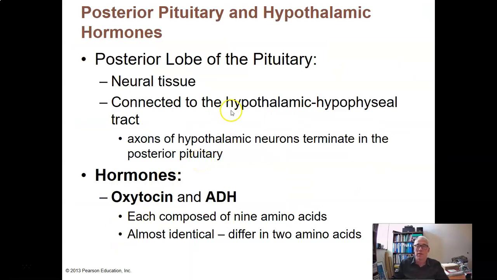The posterior pituitary gland, on the other hand, is connected to the hypothalamus just by axons of neurons. The posterior pituitary gland isn't really a gland. It's just a collection of neuron axon terminals in the hypothalamus, but nevertheless, it's called the posterior pituitary gland oftentimes. So there's two hormones coming from the posterior pituitary, oxytocin, which you may have heard of, and ADH, antidiuretic hormone. They're both peptide hormones comprised of 9 amino acids. They're very, very similar to each other, but they have very different functions.